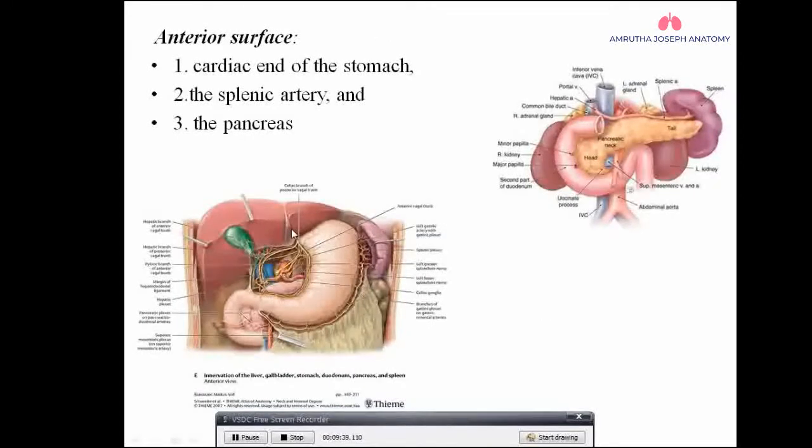Let's see the anterior surface of the left kidney. Pancreas, stomach, spleen, intestine. Pancreas, left kidney, left suprarenal gland, pancreas, spleen can be seen here. So the anterior surface is related to the cardiac end of the stomach. This part of the stomach is called the cardiac end of the stomach, and it is related to the splenic artery. The splenic artery is a branch of the celiac trunk that runs on the upper aspect of the pancreas, and the pancreas itself is related to the anterior surface of the left suprarenal gland.